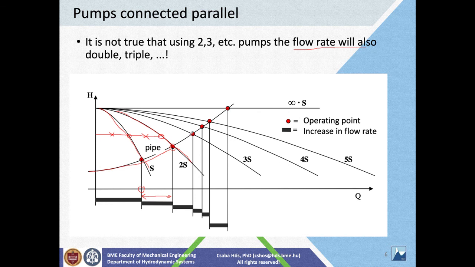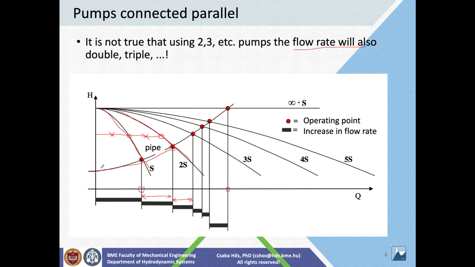Now, if you happen to add a third pump, then again you get a larger flow rate, but the flow rate increase is again smaller. And as you add more and more pumps, this is the theoretical maximum flow rate that you can achieve with these pumps at this pipeline curve. Okay, so you have to be careful. Increasing the number of pumps does not necessarily mean that the resulting flow rate will also double or triple.